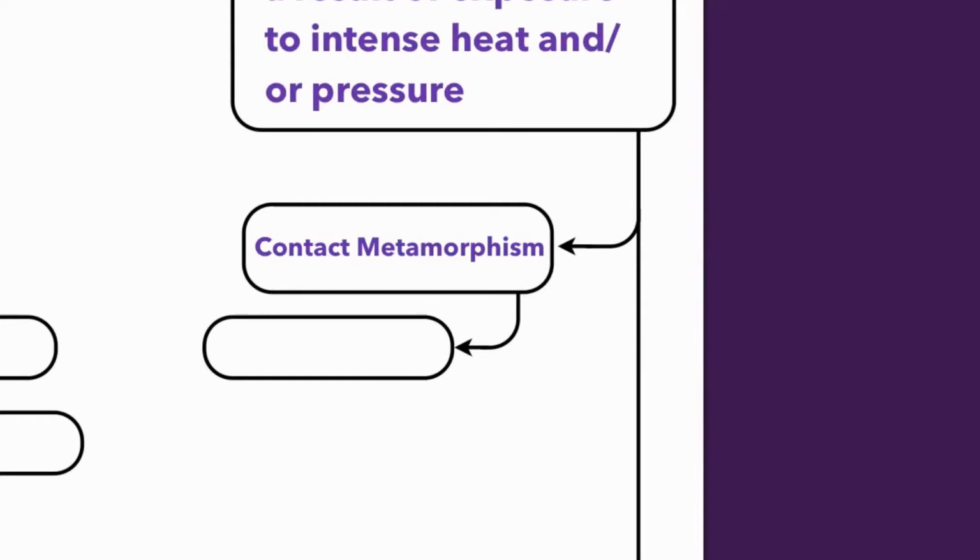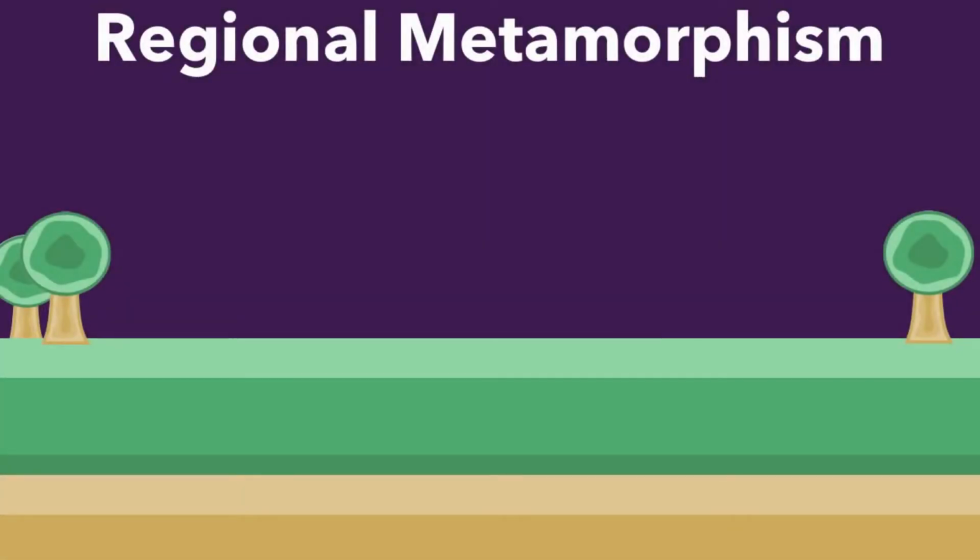Let's fill that in on our flowchart. Okay, so the first type is contact metamorphism, and this is caused by contact with heat. Whenever a rock comes into contact with magma or lava, it is burned, or metamorphosed, by that heat.